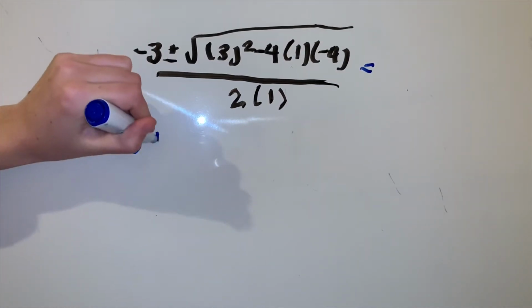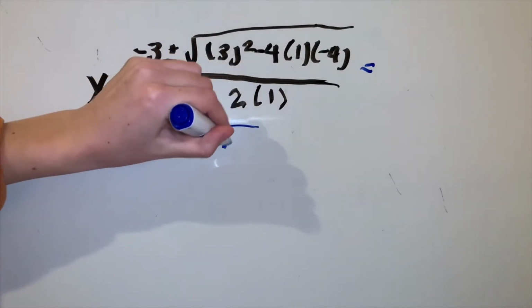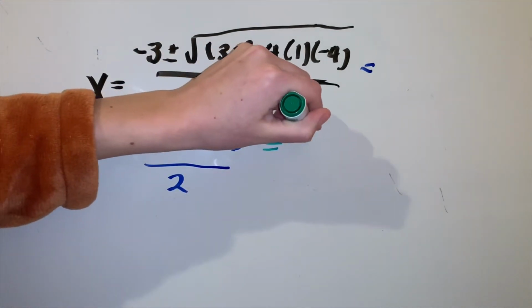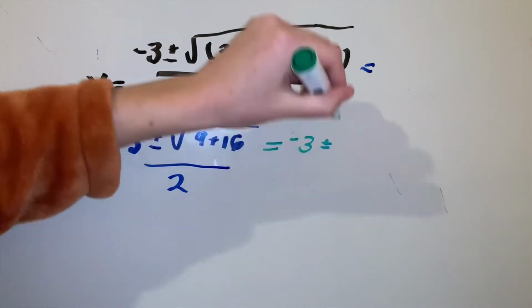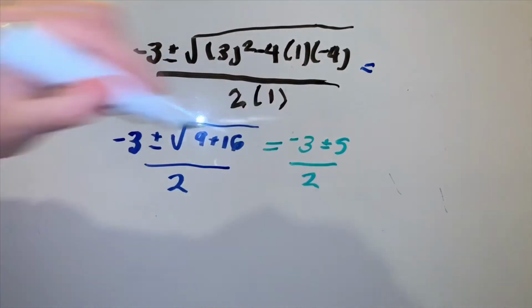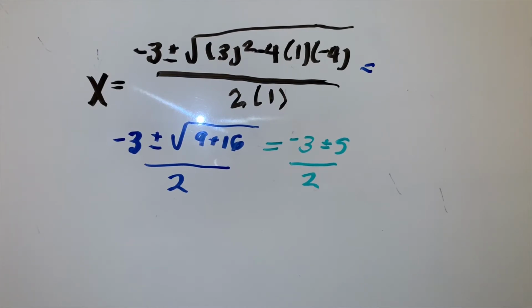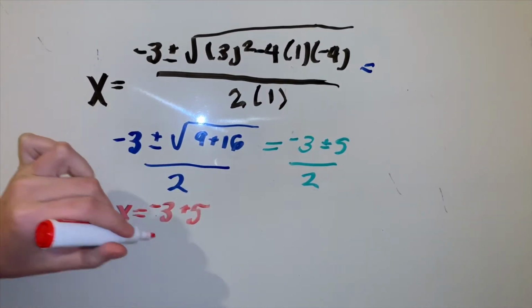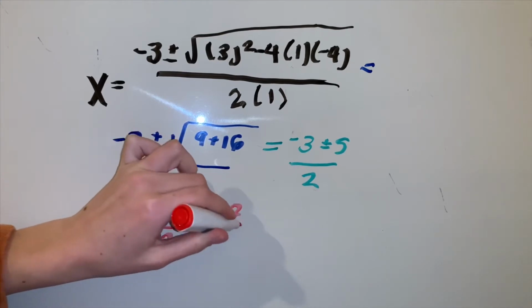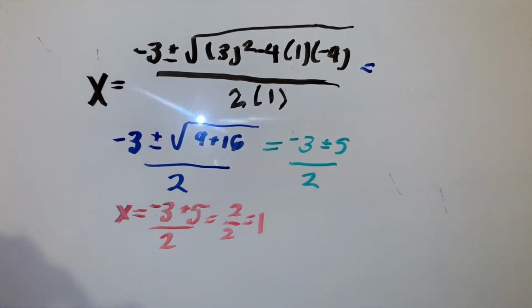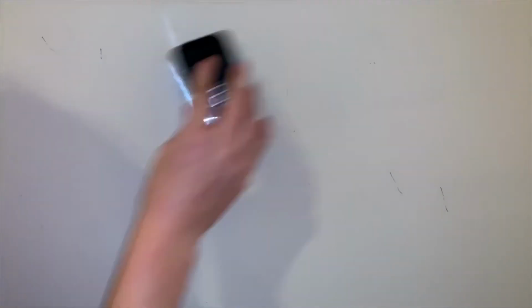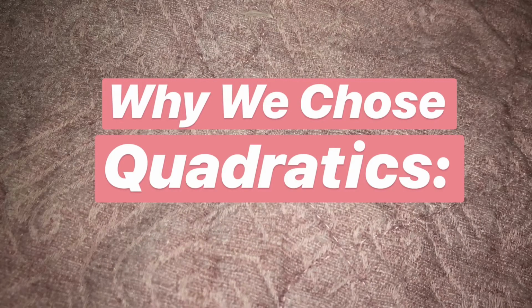This then simplifies down to negative 3 plus or minus square root 9 plus 16 over 2. Then into negative 3 plus or minus 5 over 2. Then you change the plus and minus sign for each and solve. So negative 3 plus 5 over 2 equals 1, and negative 3 minus 5 over 2 equals negative 8 over 2.